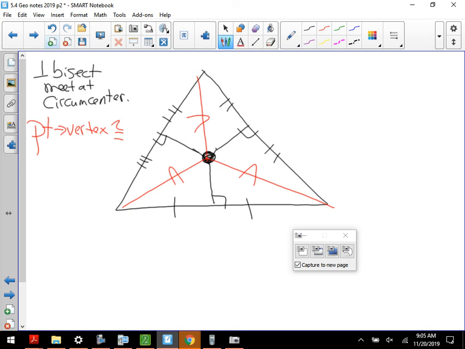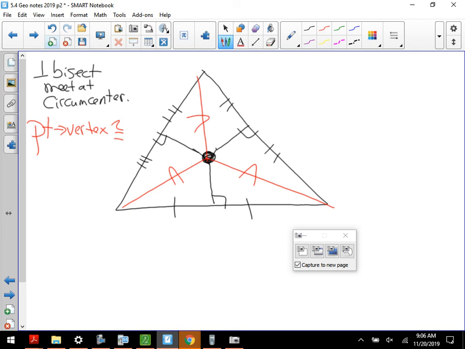And then the last one that we looked at was the orthocenter. The orthocenter was just the altitudes. That's just where the altitudes meet. It just means where you're perpendicular to a side and moving towards the inside of the triangle. Really, that's all there was to it.